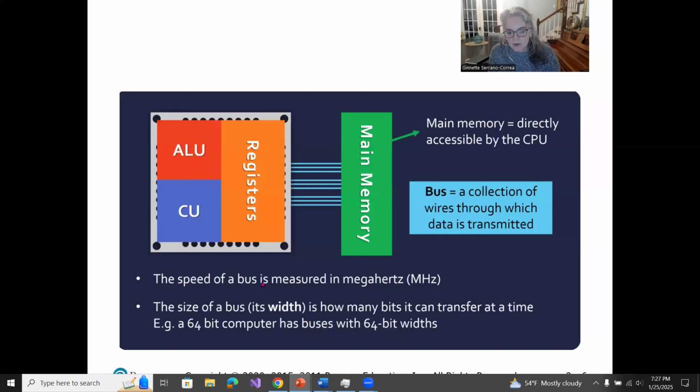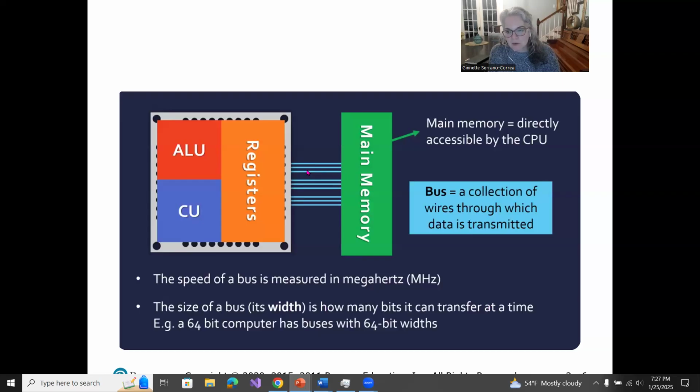So the speed of a bus is measured in megahertz. The size of a bus is its width. So these three lines are the width of this one bus, and the width is how many bits it can transfer at a time. Since there's only three lines here, we can only transfer 3 bits at a time.